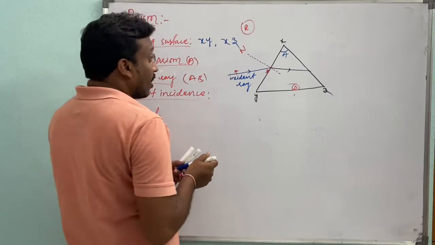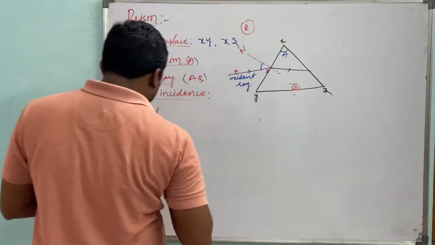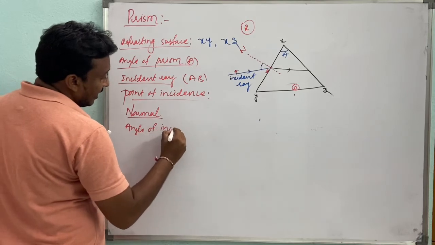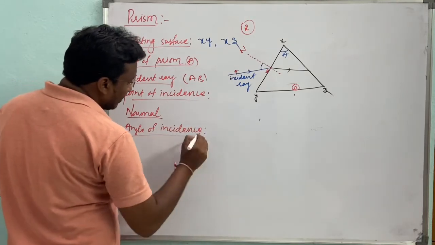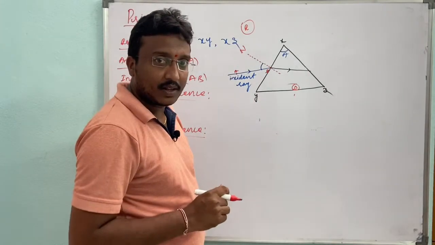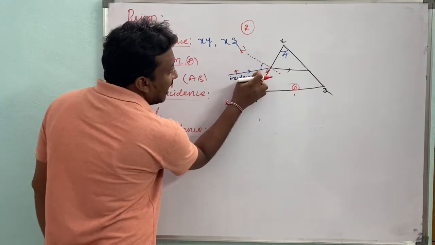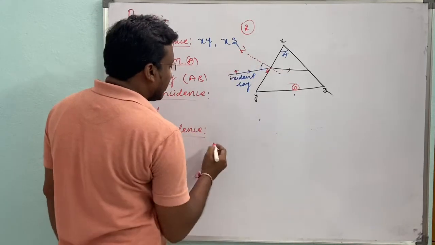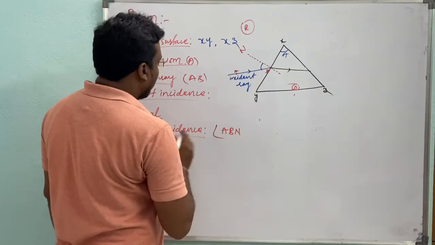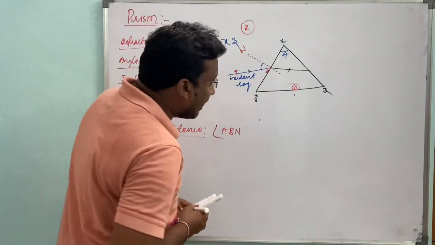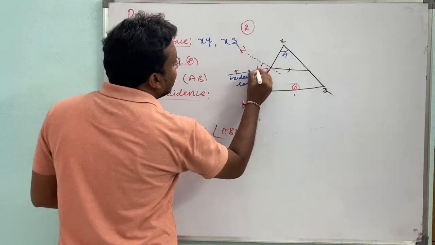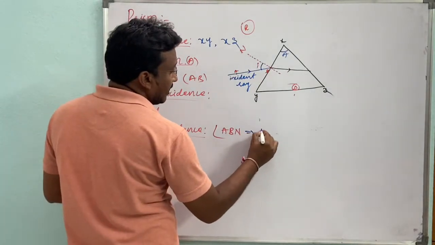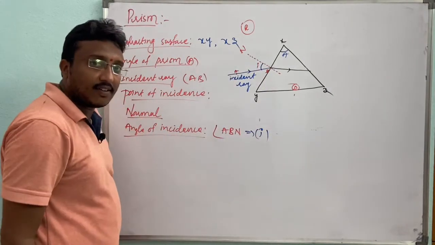Here this angle is called the angle of incidence. Angle of incidence means the angle made between the incident ray and the normal. Here angle ABN is the angle of incidence, and it is designated with small i.